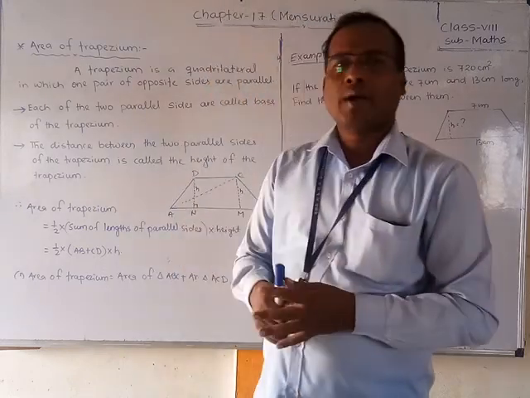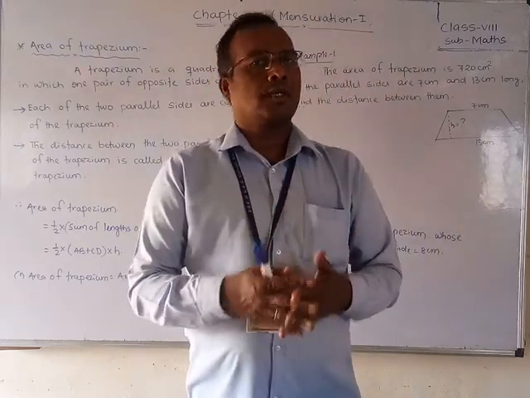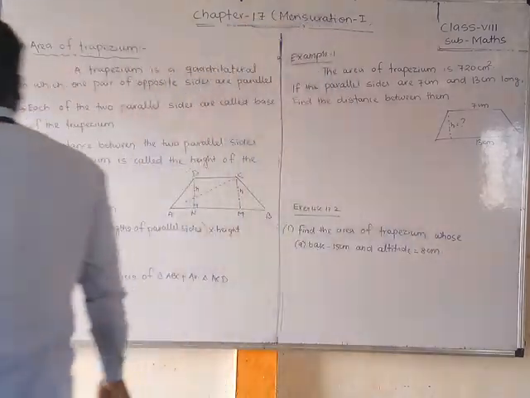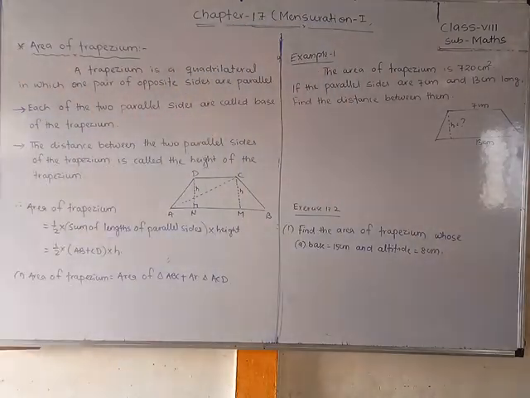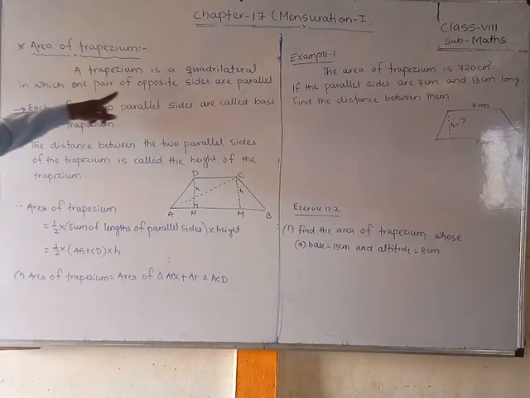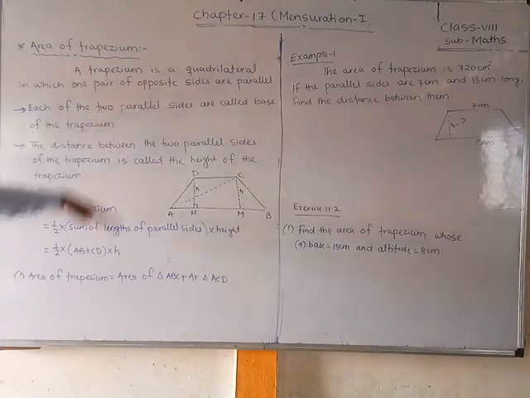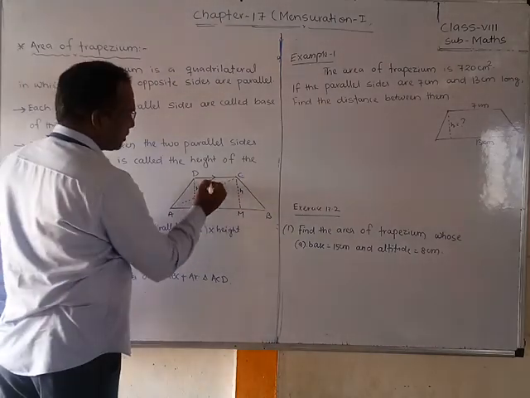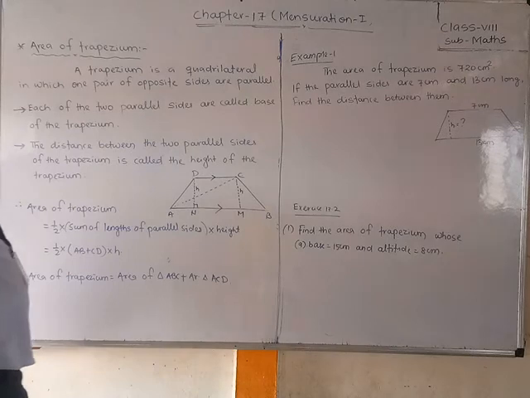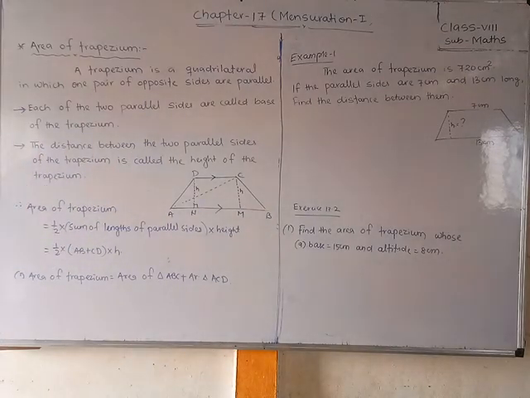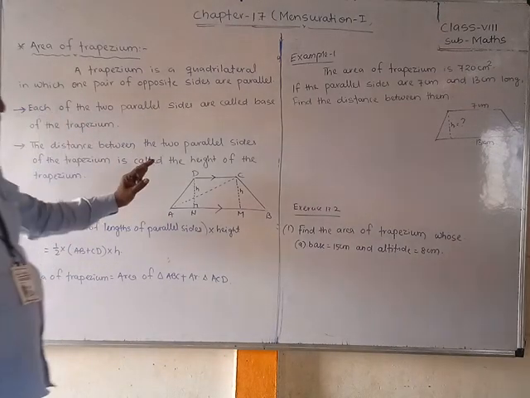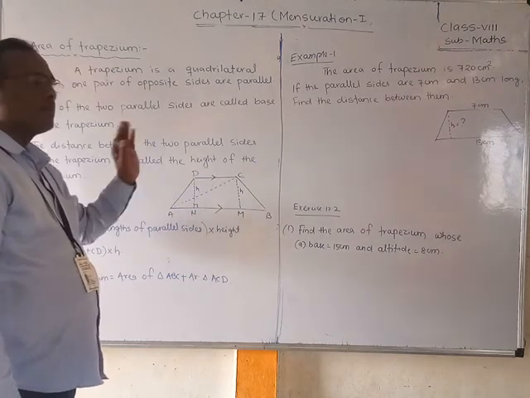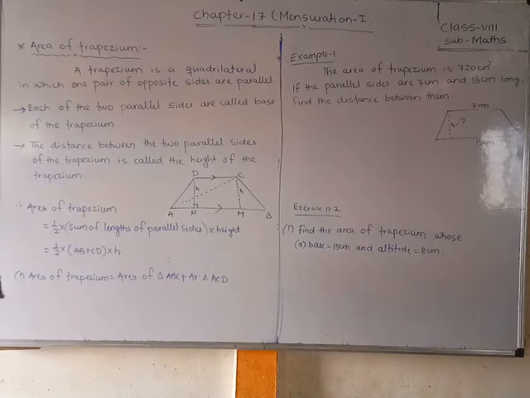So how should we find the area of a trapezium? Let us discuss it in this chapter. That is very important for you. A trapezium is a quadrilateral in which one pair of opposite sides are parallel. That means if one pair of the four sides is parallel, then we can say it is a trapezium.